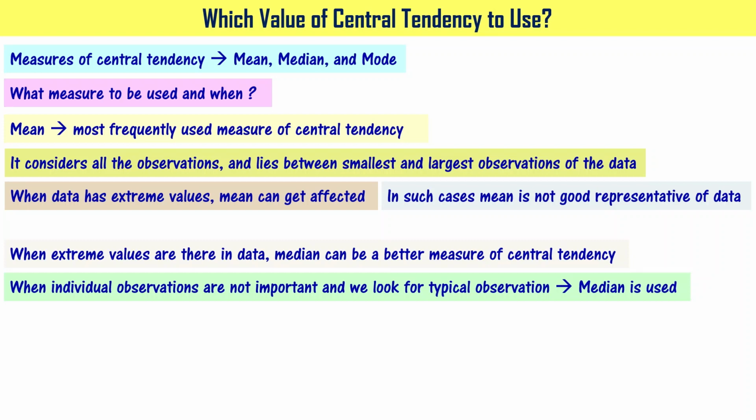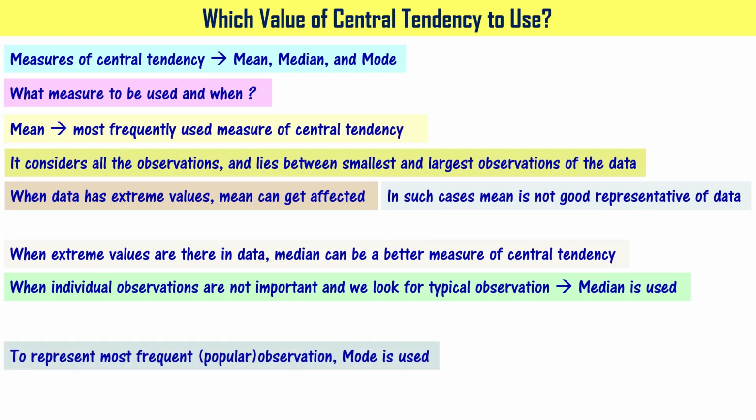When individual observations are not important and we look for a typical observation, then median is used. For example, your principal is looking for what is the average attendance percentage of the class, then median can give him a right idea. For example, those 4 or 5 people who are missing the class, maybe for some genuine reason, they may be missing the class, right? You don't want to have a completely biased opinion about the class because of those 4 or 5 people, right? So median is a better measure of central tendency in that case.